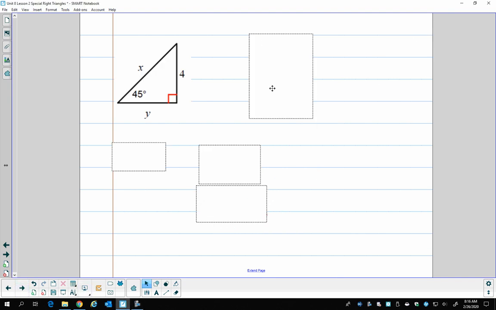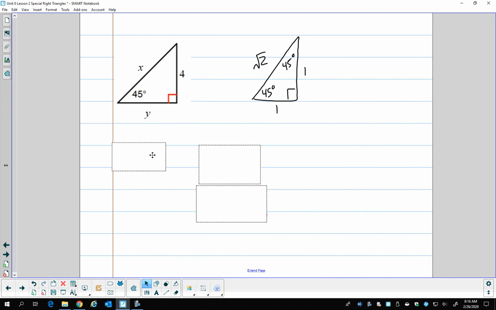So let me do one more of these. Again, I'm always going to draw the reference triangle in the same orientation here, so I can just match up corresponding sides in my two similar right triangles. The leg in this one is 4, and the other leg is y, and so those are supposed to be the same, so y should just be 4.